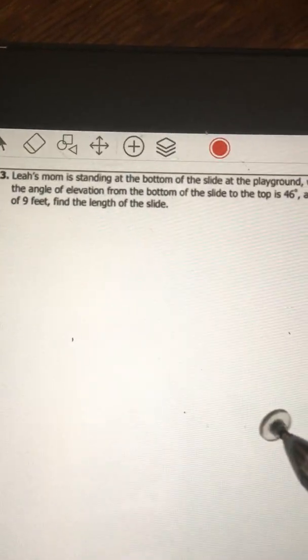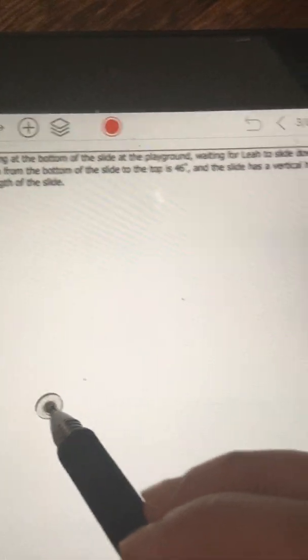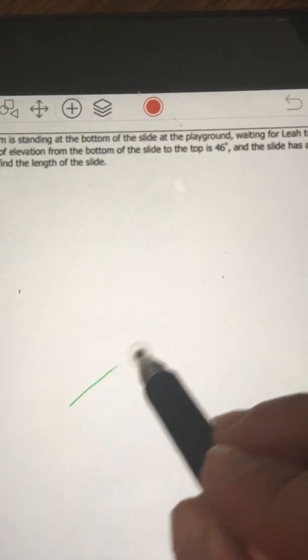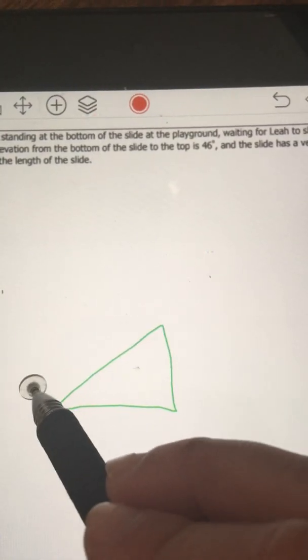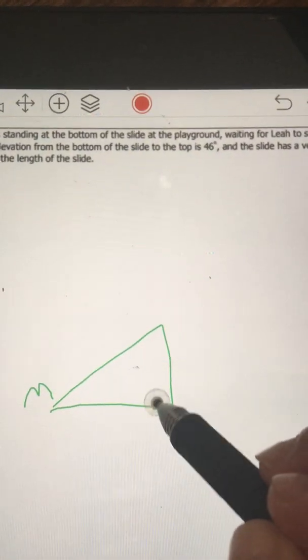Next one. Leah's mom is standing at the bottom of the slide at the playground waiting for her to slide down. So we can draw it. Here's the slide, right? Here's her mom somewhere over here. Right angle is here.